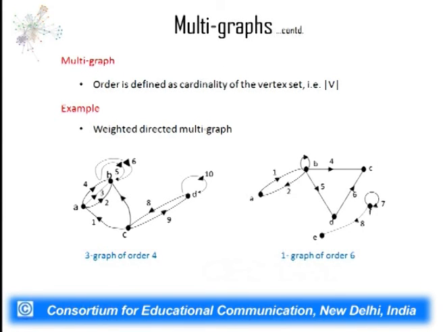Now some examples will make your concept clear. Order is another new term. It is basically the cardinality of the vertex set. So if we take the first example, you can see that it's a 3-graph of order 4, since we have 4 vertices A, B, C and D. And a 3-graph means how many edges there are between a particular pair of vertices.